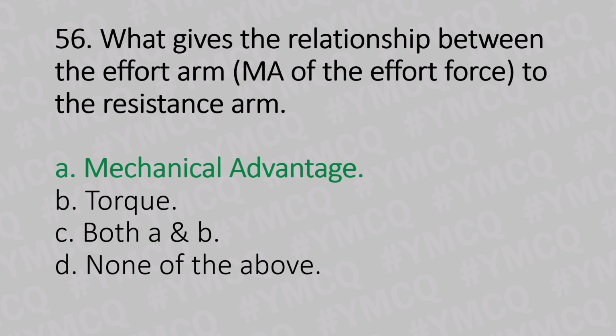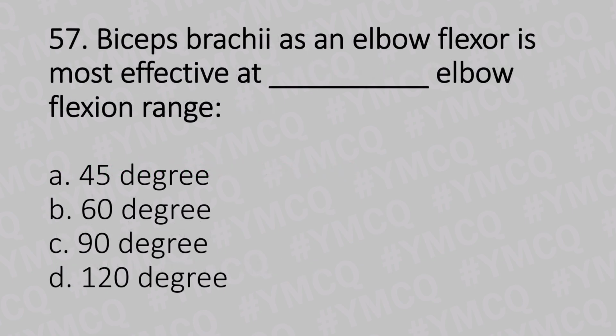Moving to our 57th question, biceps brachii as an elbow flexor is most effective at dash elbow flexion range. Option A, 45 degree. Option B, 60 degree. Option C, 90 degree. Option D, 120 degree. And the answer is Option C, 90 degree.